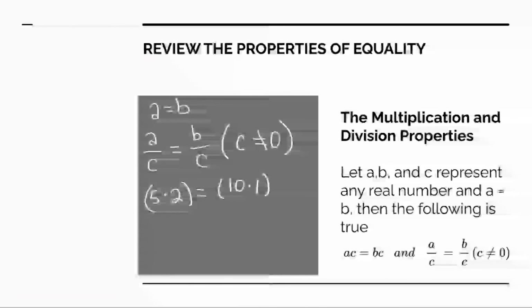So 5 times 2 is A, and 10 times 1 is B. Let's divide them both by the same value. What will C equal? Let's just let it equal 2. We can divide that evenly. And that's a true statement. They both equal 5 on both sides.